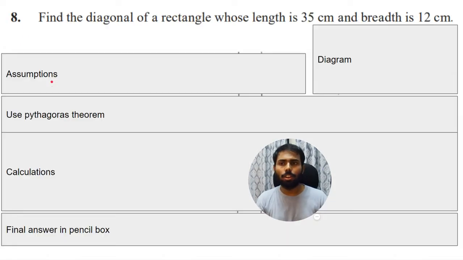Okay, we're going to move on to question number 8. Okay, so what is the question? Find the diagonal of a rectangle whose length is 35 centimeters and breadth is 12 centimeters.